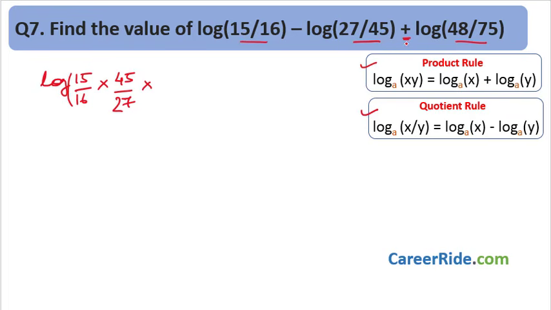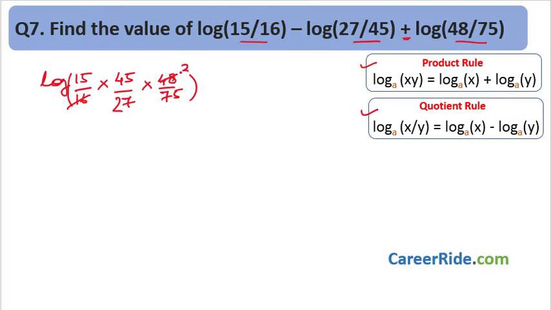So this is the application of the product rule: log xy is equal to log x plus log y. This is the application of this rule. So I multiply it, 48 by 75, is what I do here. Now, can I solve this much part that I have in the bracket? Yes, I can do it easily.